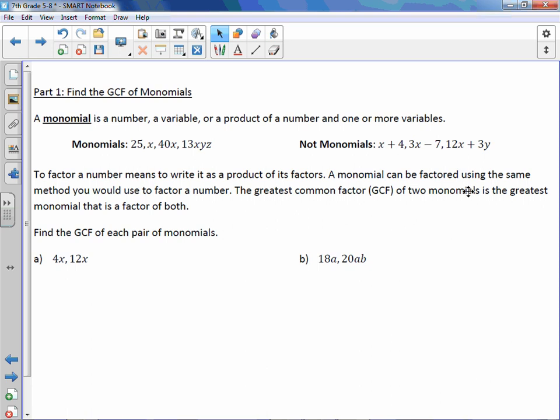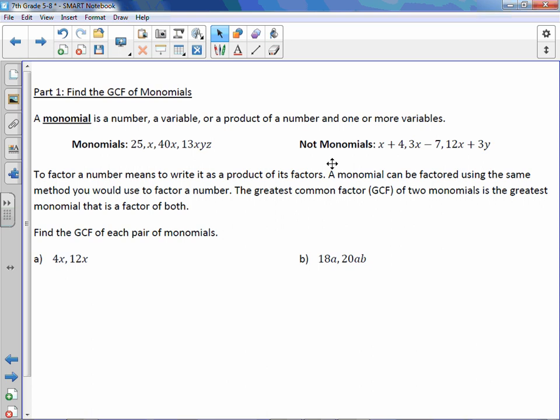A monomial is a number, a variable, or a product of a number and one or more variables. Examples of monomials: 25x, 40x, 13xyz. These are all monomials, so numbers, variables, numbers, and variables. When the numbers and variables are together, it must be a product, which means multiplication.